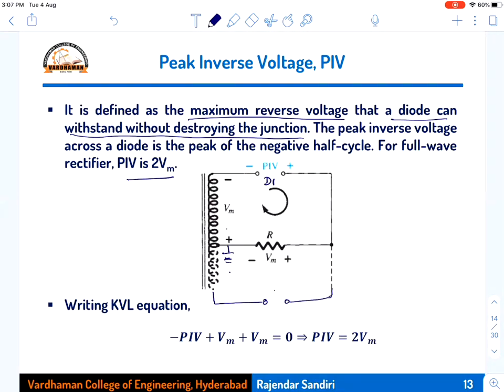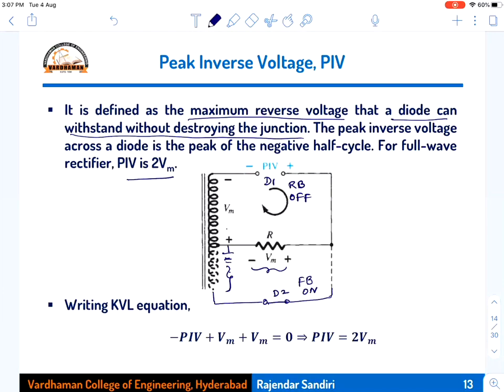When D1 is reverse biased, that is nothing but off. That's why I kept it open circuit. When that is off, what about D2? It should be forward biased and it should be on. On means short circuit. I have to make it a short circuit. Then whatever the voltage that is appearing across the secondary winding, the same voltage will be appearing across the load resistance. Therefore, it comes as minus Vm here.